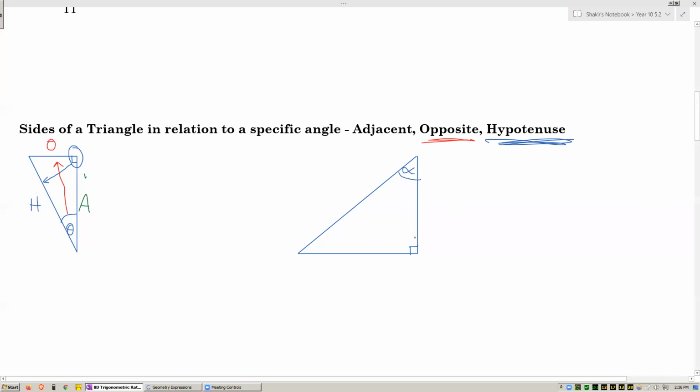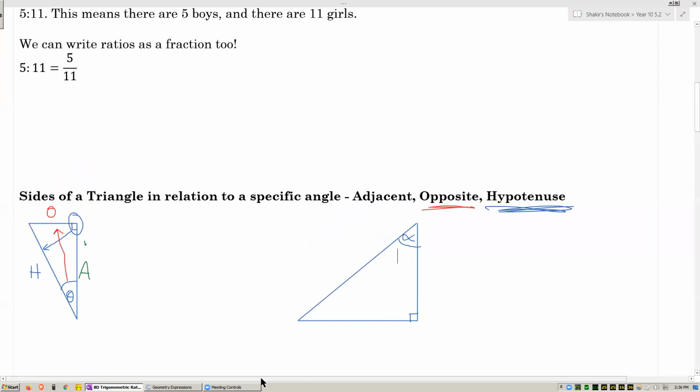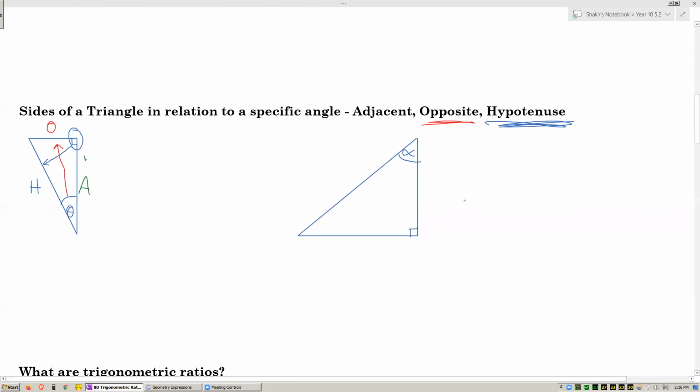Okay, I say this is the right angle. So the side opposite the right angle is always the hypotenuse. Then I say, okay, the side which is right next to this angle is adjacent. And I write A there, A for adjacent. And the side which is opposite that angle is going to be the opposite side. Okay, so sides of a triangle in relation to a specific angle.